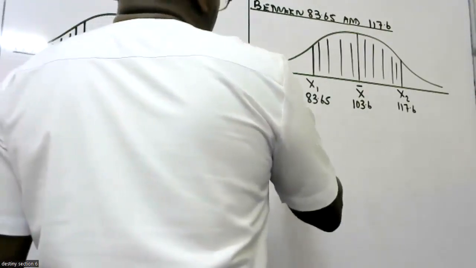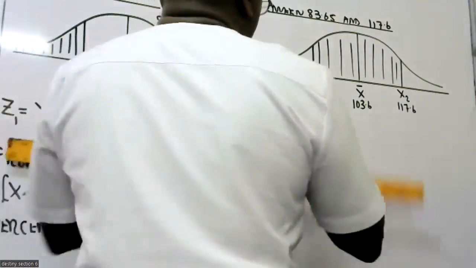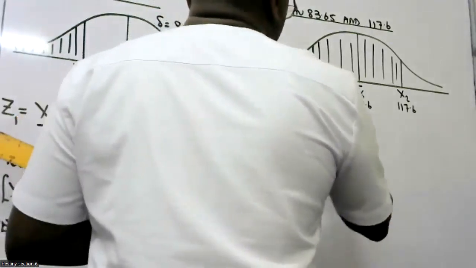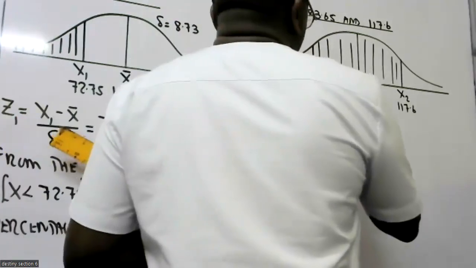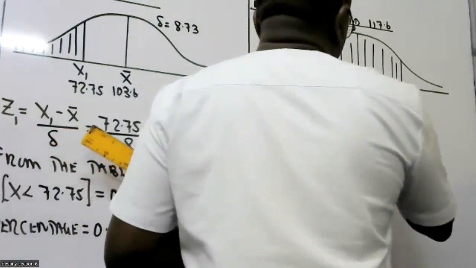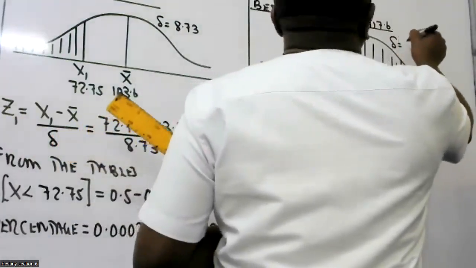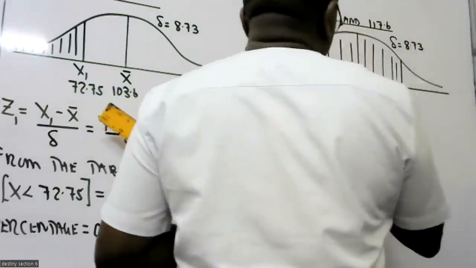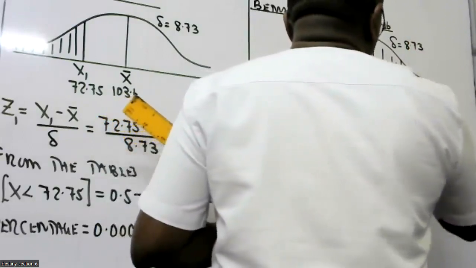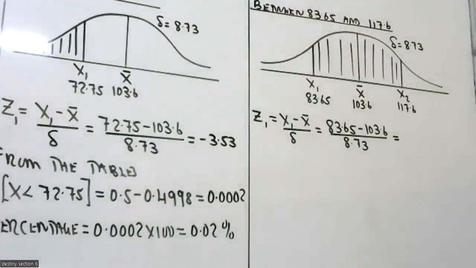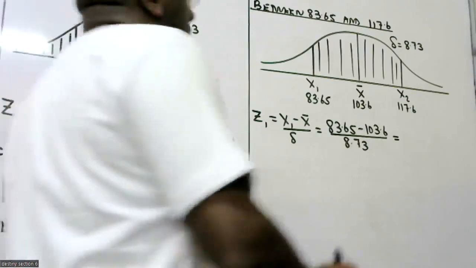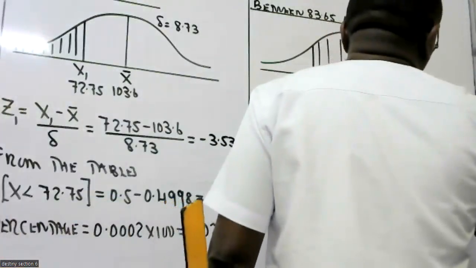So Z1 will be X1 minus X bar, you divide by standard deviation. 83.65 minus 103.6, you divide by standard deviation here which is 8.73. Negative 2.29.